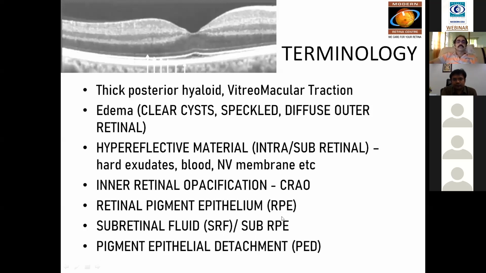And sub-RPE fluid is below the RPE. Now this is the RPE. Any fluid below that is called sub-RPE fluid. Then pigment epithelial detachment. Pigment epithelial detachment is nothing but retinal pigment epithelial detachment. The dark line which you see here, this layer, whenever it gets elevated, this thick dark band, that is called the pigment epithelial detachment.